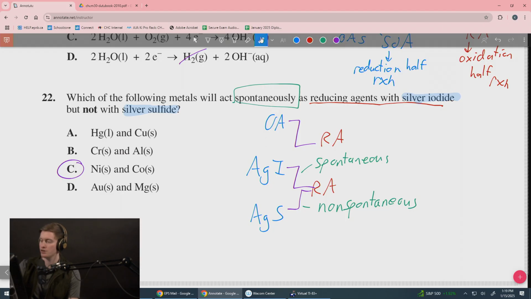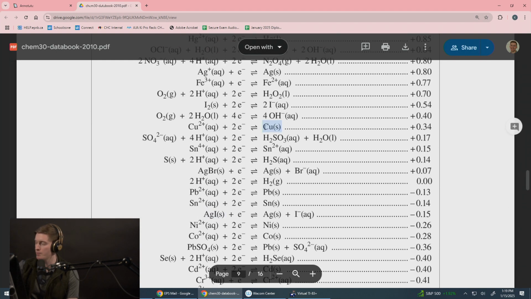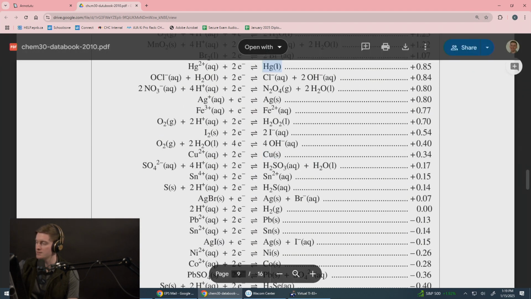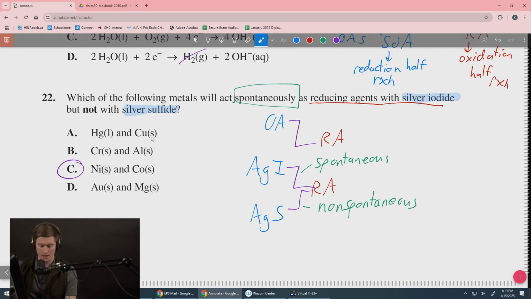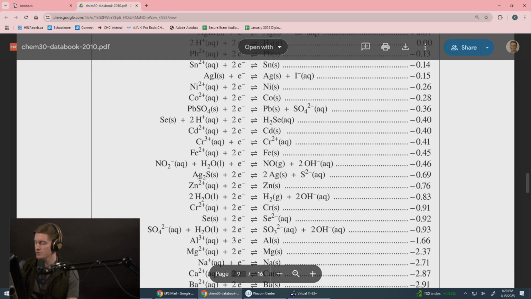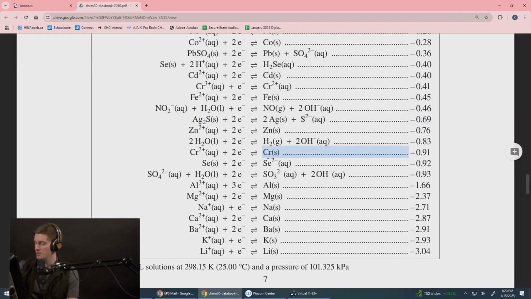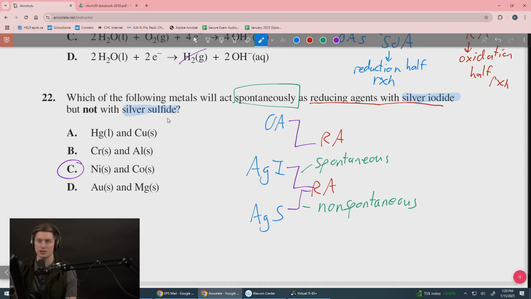Mercury and copper are above both of them, so they would react spontaneously with neither. Copper is up here, and mercury is even further up. So it would react spontaneously with neither. Chromium and aluminum are below silver sulfide. So chromium is here, and aluminum is down here. It would react spontaneously with both, so that's not the right answer.